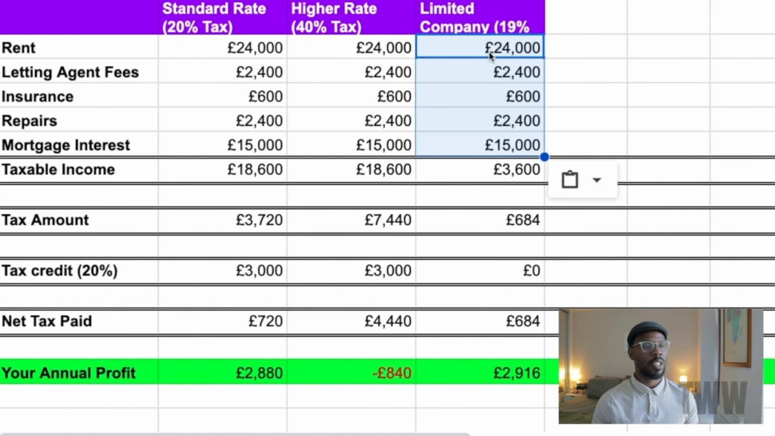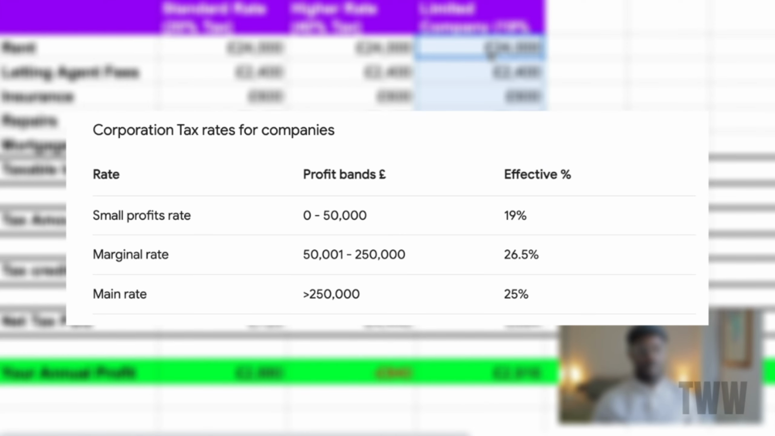And just so you're aware, at this moment in time in the UK, small profits, so anything between £0 and £50,000 per year for a limited company, you're taxed at 19%. That's why I'm using 19%. From £50,000 to £250,000, 26.5% at this moment in time. So I'm assuming that most of us are going to be between £0 and £50,000 if we own property in a limited company, so I'm using the 19% tax band.